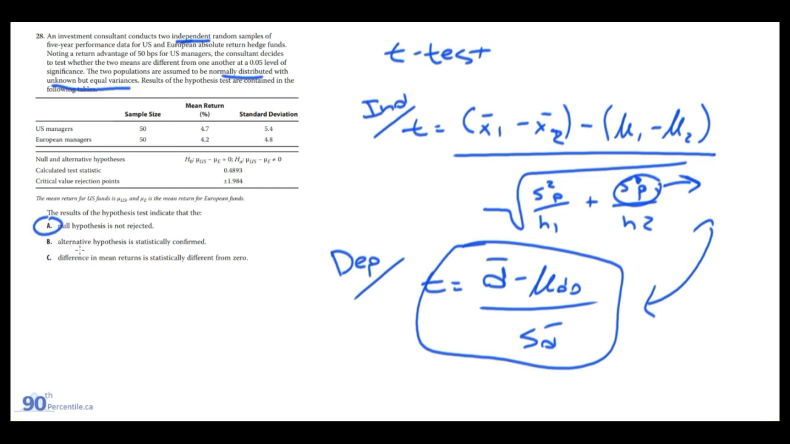B, you would almost think that it's the same thing. The alternative hypothesis is statistically confirmed. We never really do anything with the alternative with hypothesis testing. We only reject or fail to reject the null. The terminology never has anything to do with the alternative. And then C is that the difference in mean returns is statistically different from zero. This is the exact same thing as saying that we reject the null, but we are not going to. So this is wrong as well.